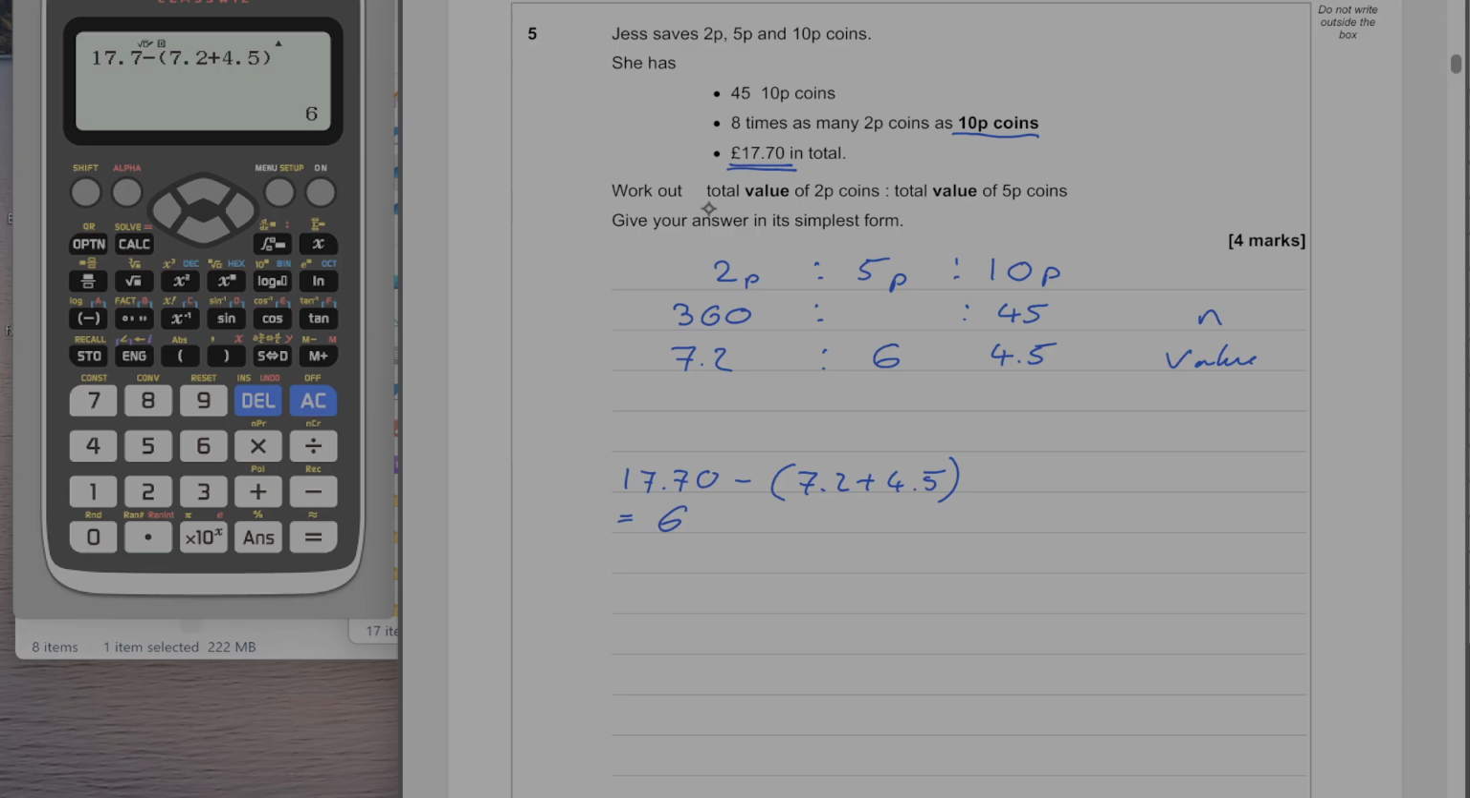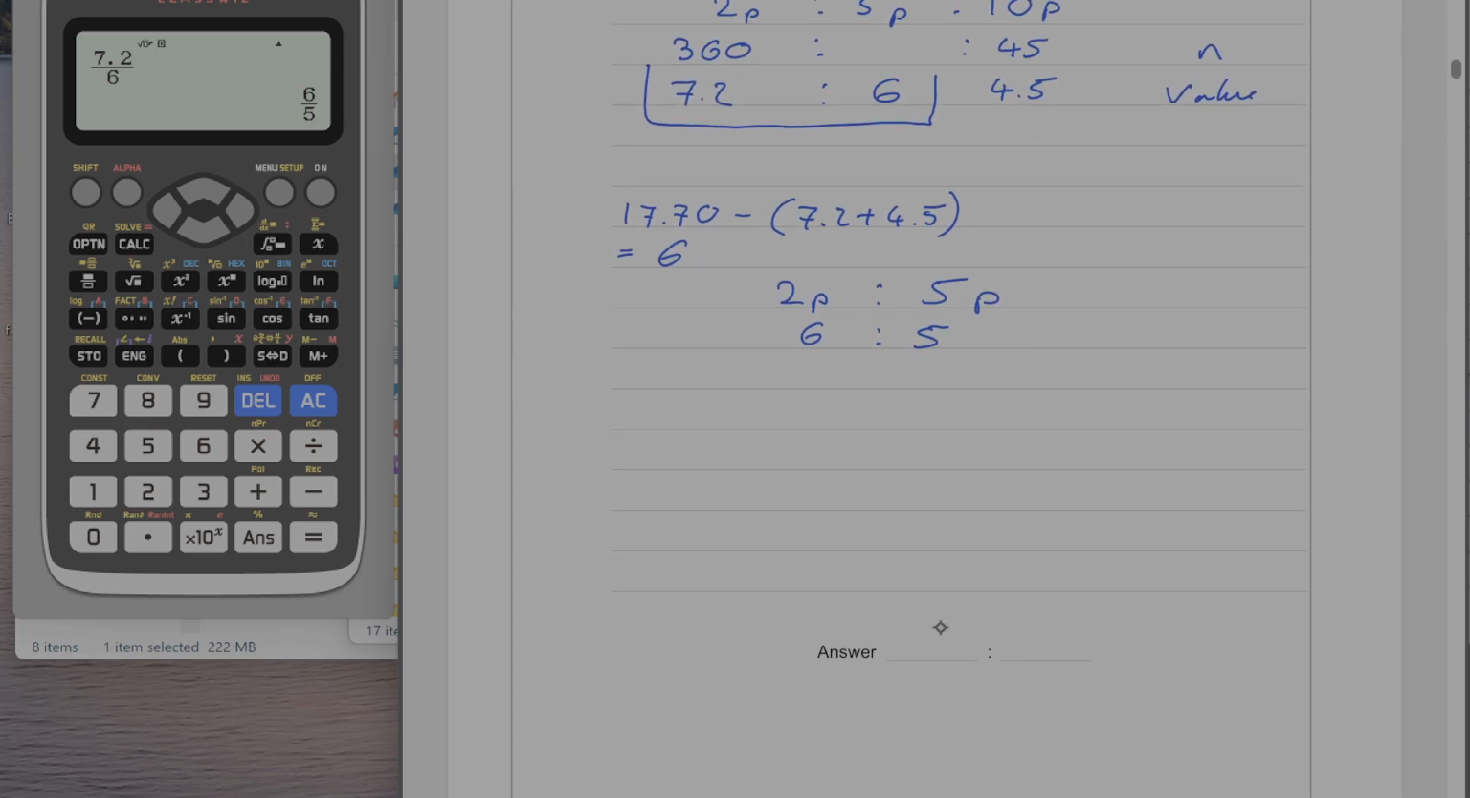Where are we? The total value. So in effect, I want this ratio in its simplest form. To be fair, I can simplify this directly with my calculator. So if I do 7.2 over 6, that will automatically simplify it down to its simplest form, which would be 6 to 5. So 6 to 5.